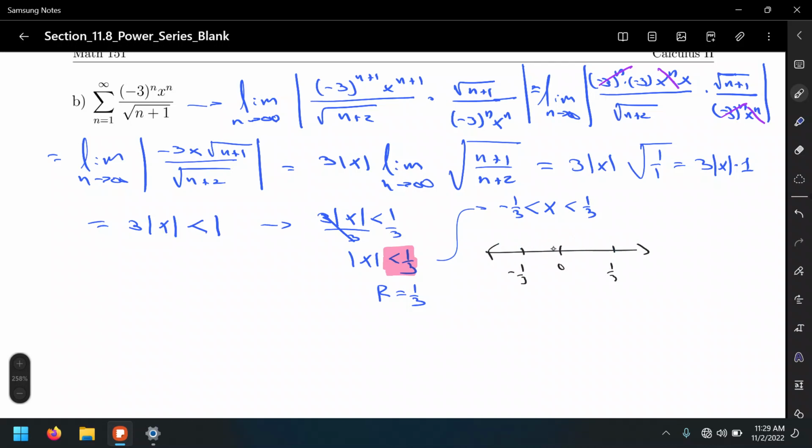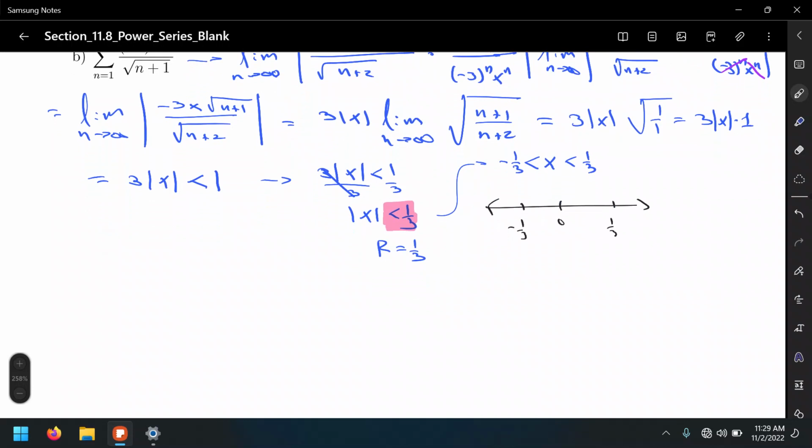That means every number in between -1/3 and 1/3 that we plug into the power series will for sure give us a convergent series. However, it is yet to be determined whether even the endpoints -1/3 and +1/3 are also part of that set of values that make a convergent series. So we will find that out.